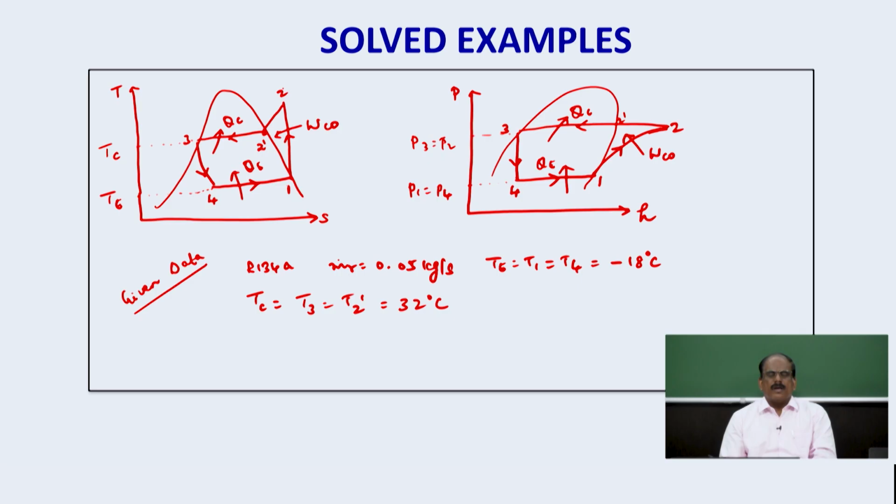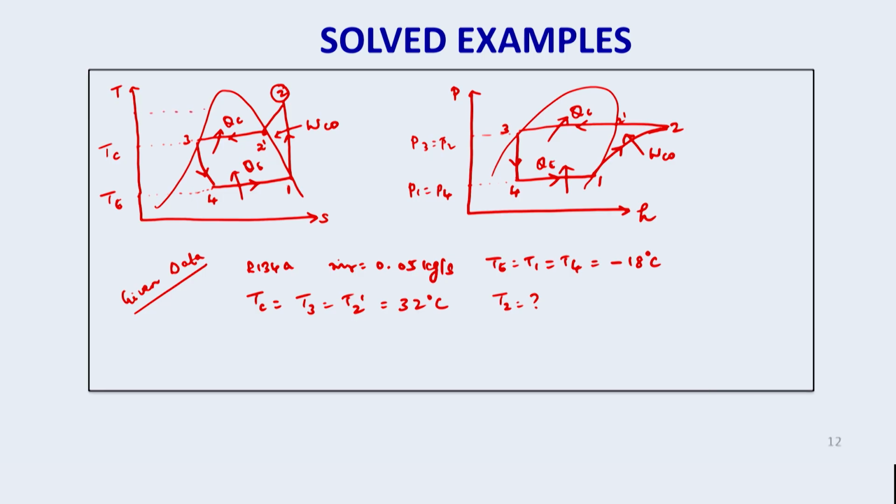The temperature of the refrigerant after it is compressed, that is the superheated condition, is not given, so we have to determine it. T2 is not given. This temperature needs to be found out. If you extend this line, this is T2, which is unknown.